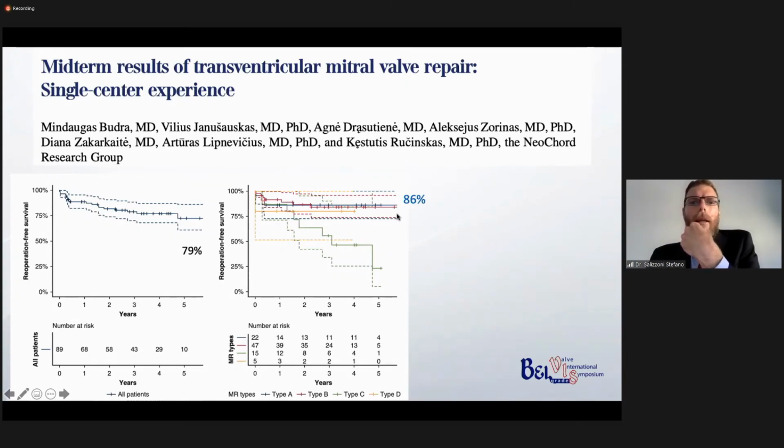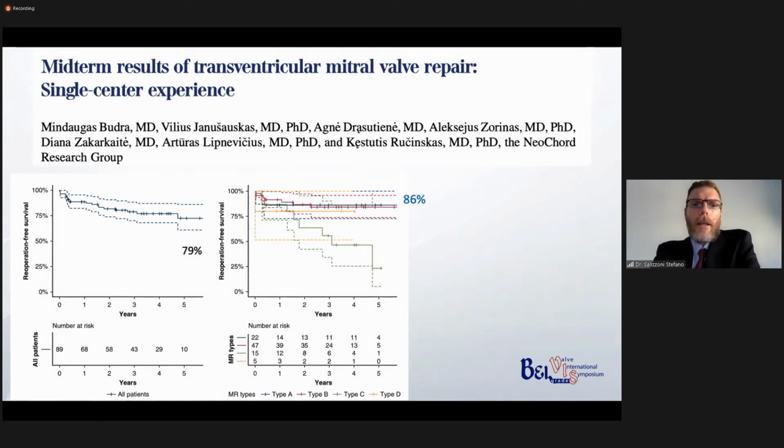But again, if we consider only the type A, we have just 14% of failure and 86% of success after 5 years. And also in their experience, the type B is 84%, so it's quite good.